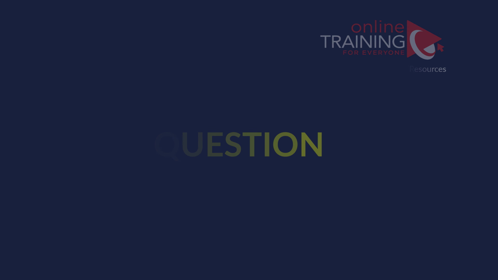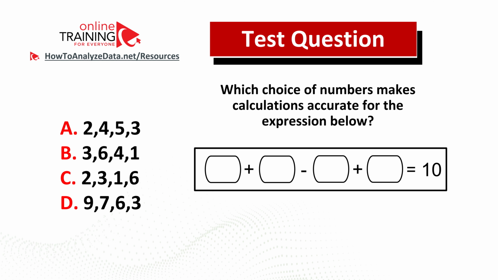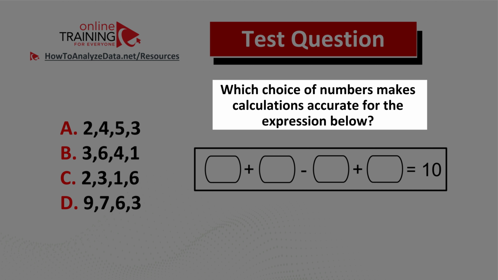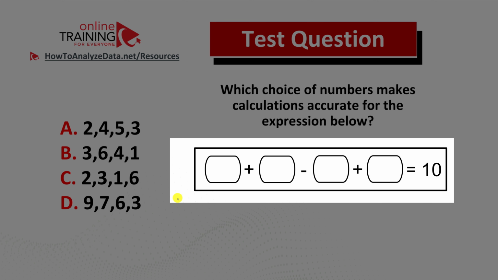Let's look at the intermediate level question we frequently see on the test. Which choice of numbers makes calculations accurate for the expression below? And you're presented with the expression which leads to the count of 10. And you have 4 possible choices. You add numbers 1 and 2, then subtract number 3, and then add number 4 to get to the result 10. Do you think you know the answer?